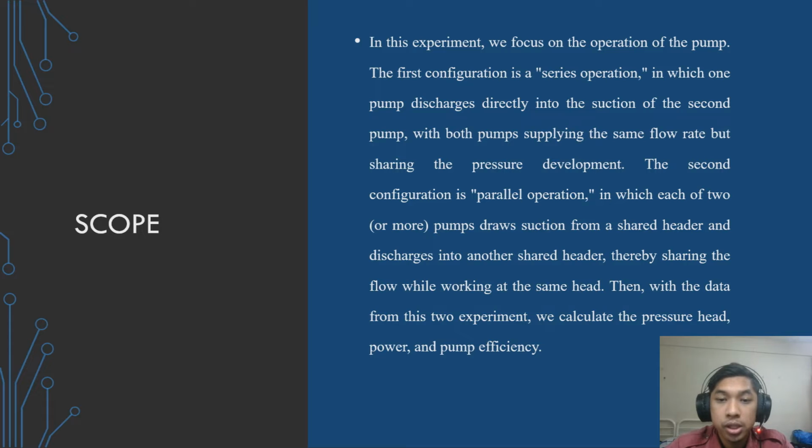The second configuration is parallel operation, in which each of two or more pumps draws suction from a shared header and discharges into another shared header, thereby sharing the flow rate while working at the same head. Then, with the data from the experiment, we need to calculate the pressure head, power and pump efficiency.